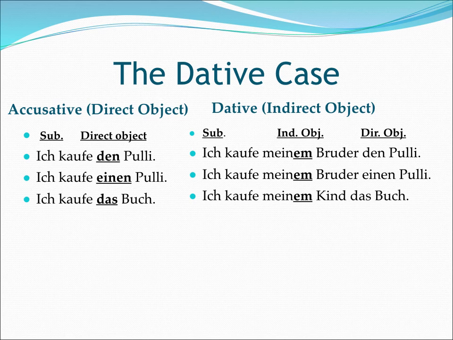Same thing if I'm buying a book for my kid. Ich kaufe meinem Kind das Buch. Both masculine and neuter become dem, and the ein words become meinem and einem.